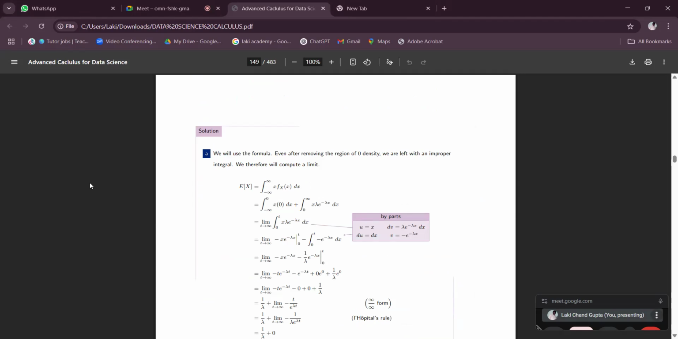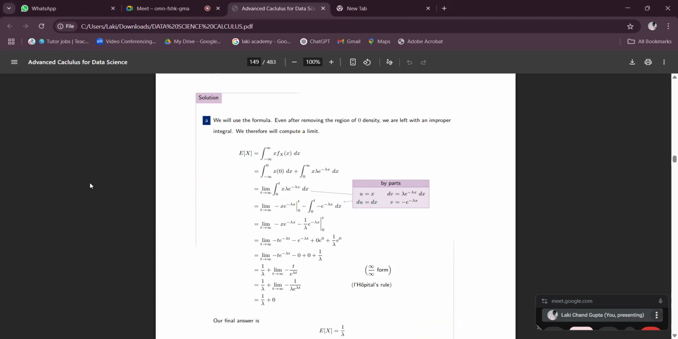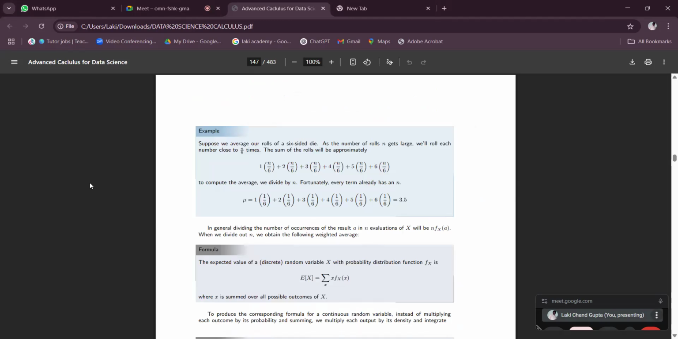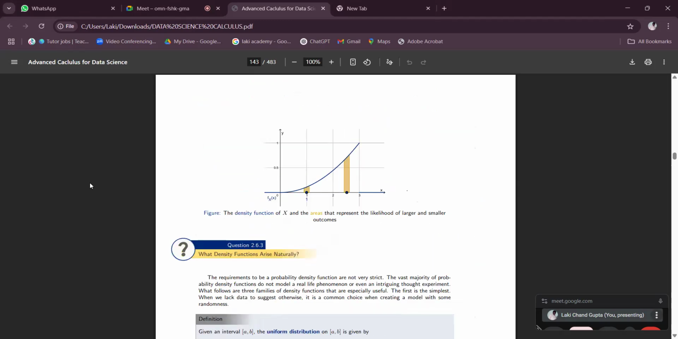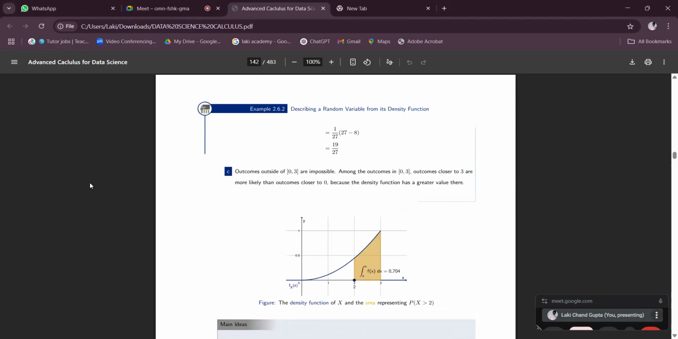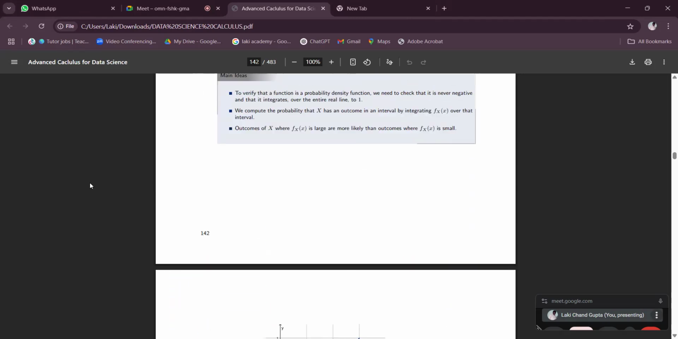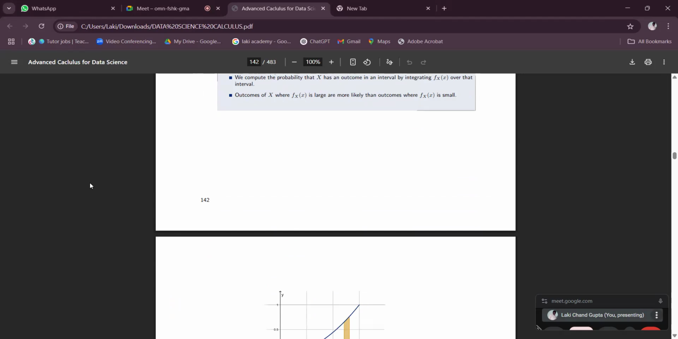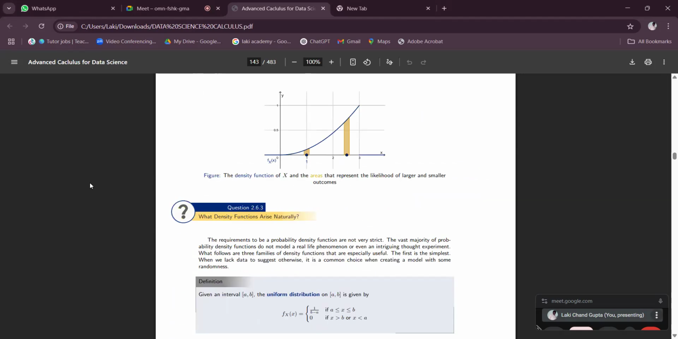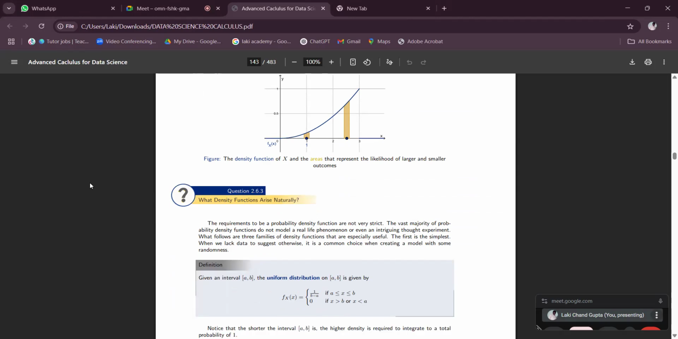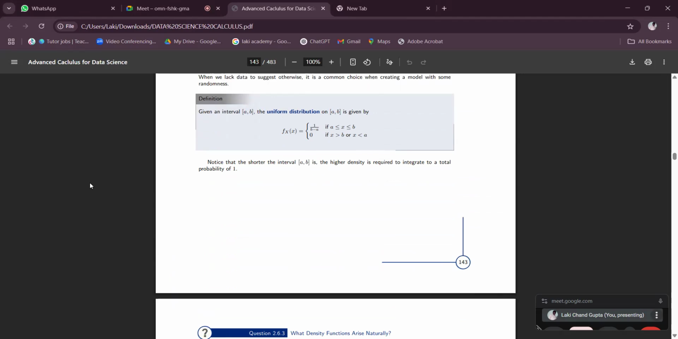See this, the derivation is given. Derivation is not important. Okay. Next we see uniform distribution.